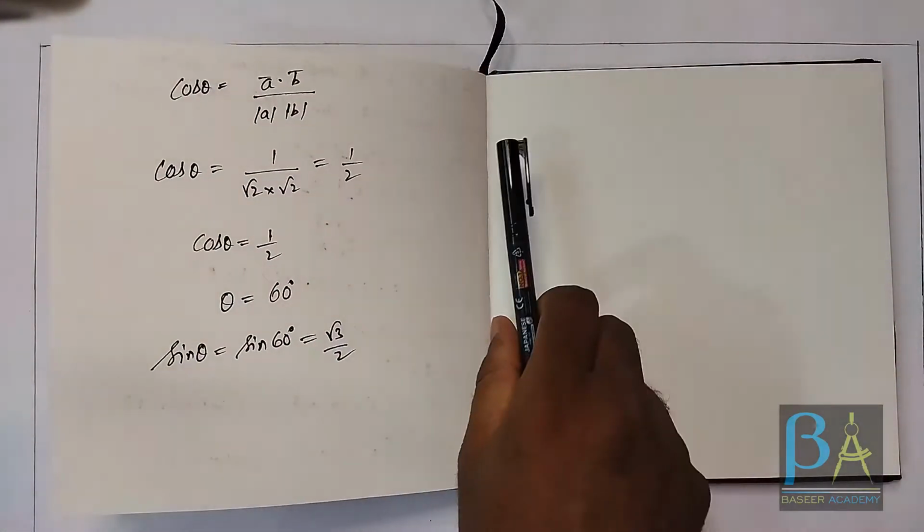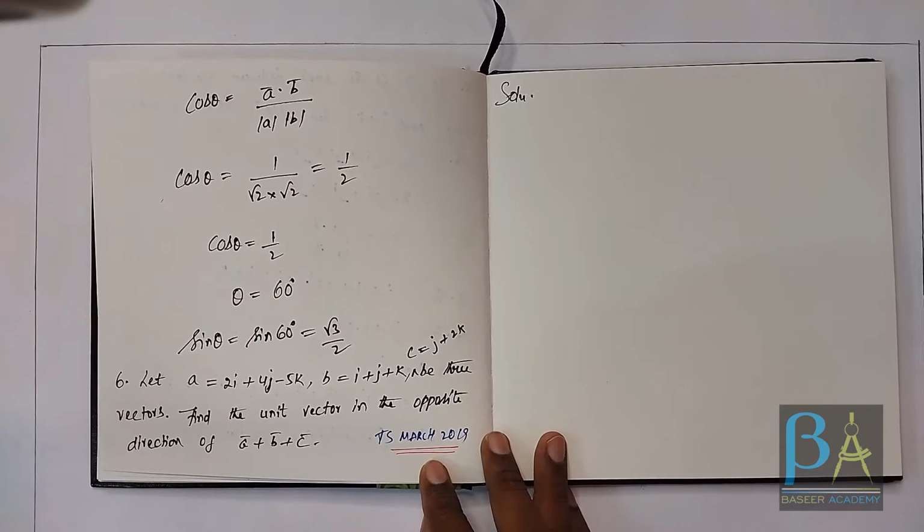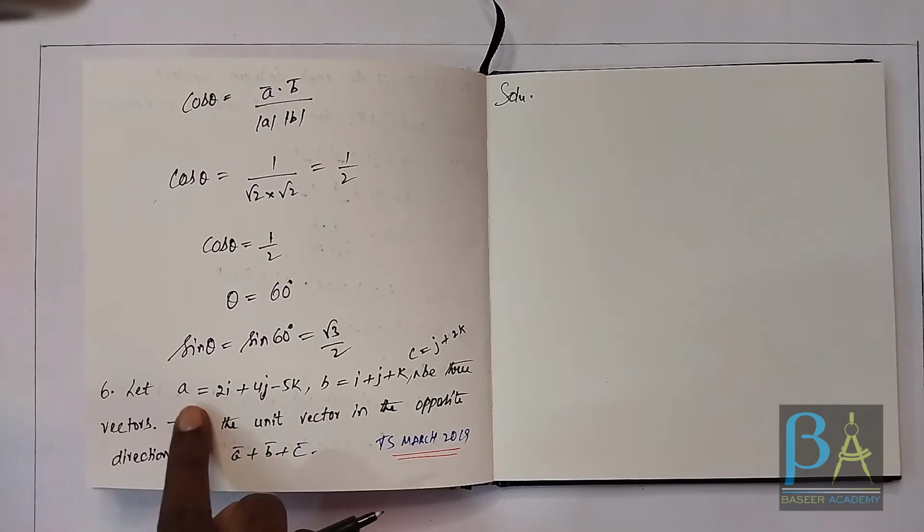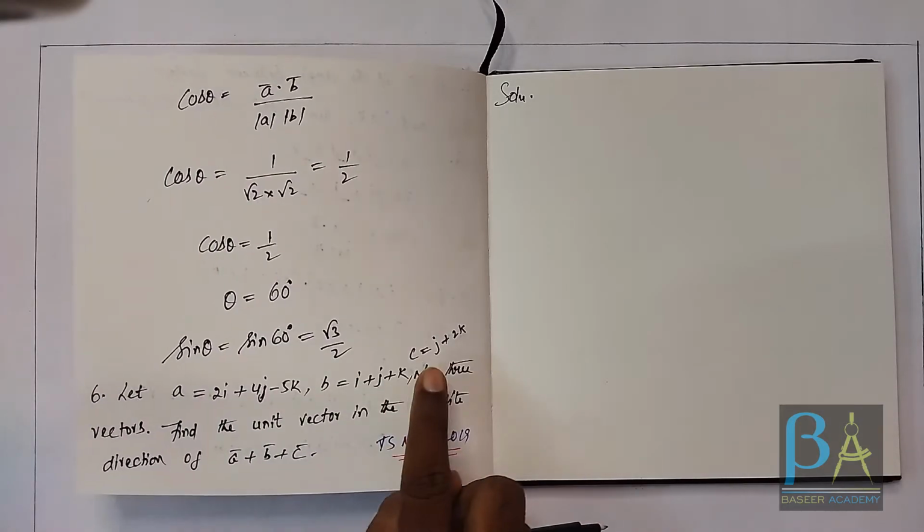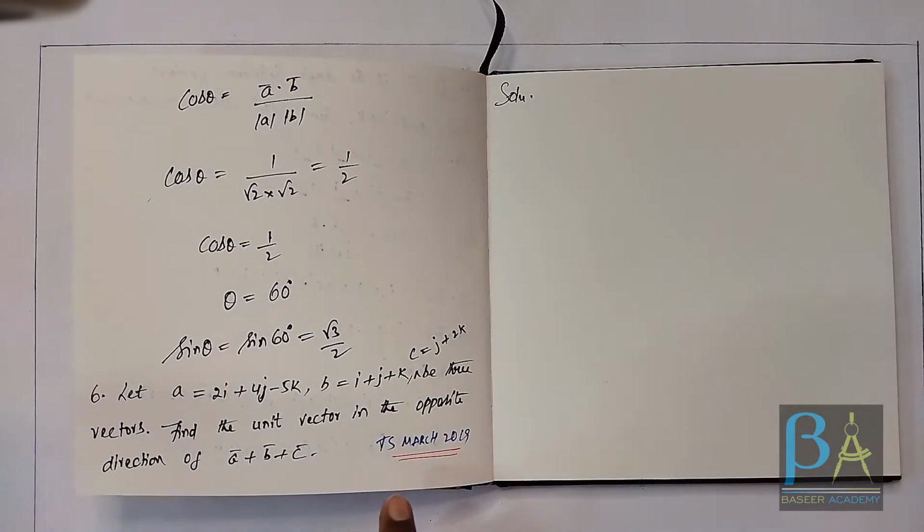Let's move on to the next one. Okay, so we have this question from the Intermediate first year Telangana State March 2019 question paper. Now, we have three vectors given to us, vector A, vector B and vector C. We are supposed to find out the unit vector in the opposite direction of A plus B.